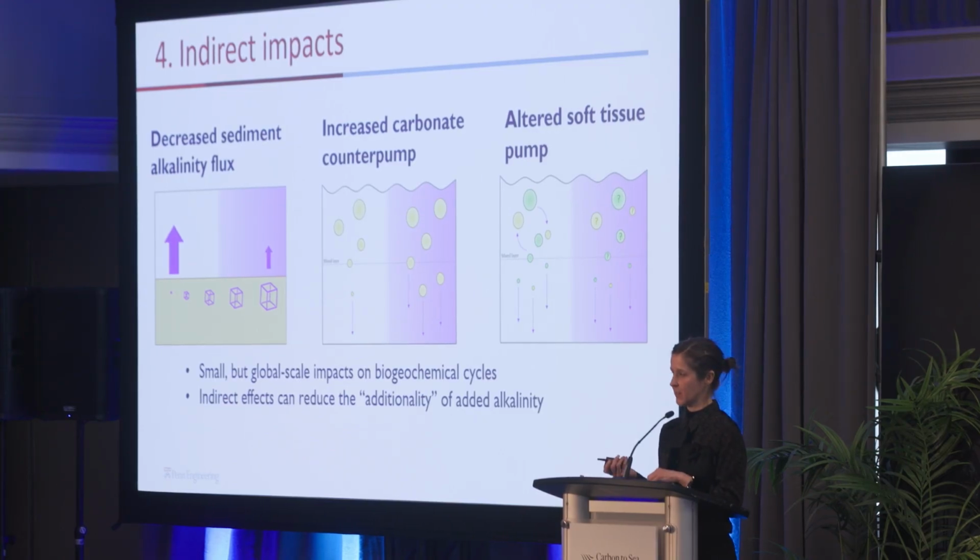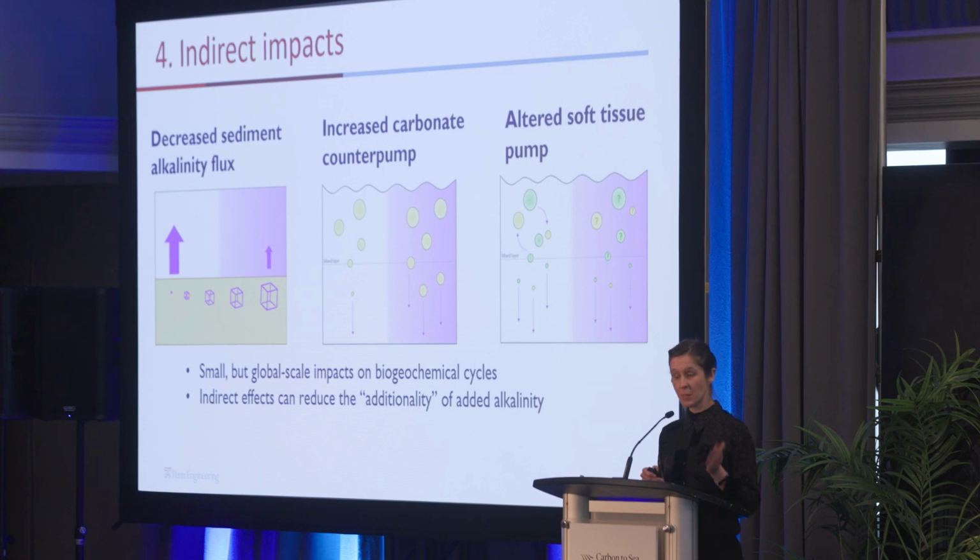If we add alkalinity to the water column, we're buffering the water, and then minerals in sediments dissolve more slowly than they would otherwise. So they return less alkalinity to the water column. So the net result of OAE is we've suppressed a natural source of alkalinity. And then this, in effect, reduces the additionality of how much alkalinity we added intentionally. So we're reducing the additionality here. So that happens in sediments.